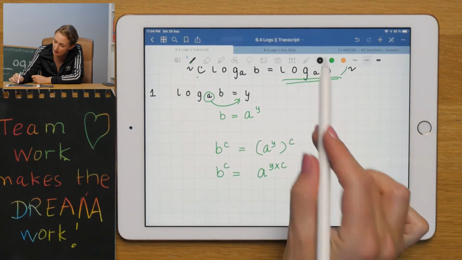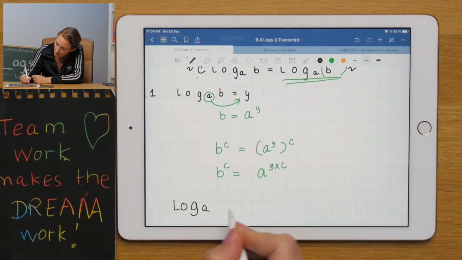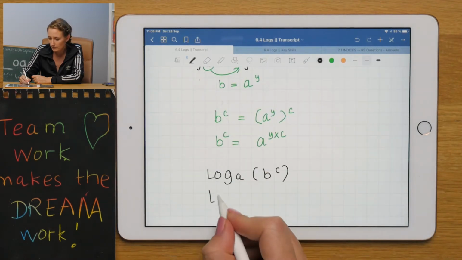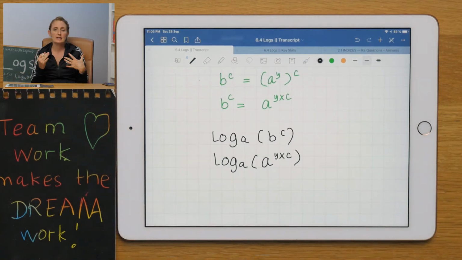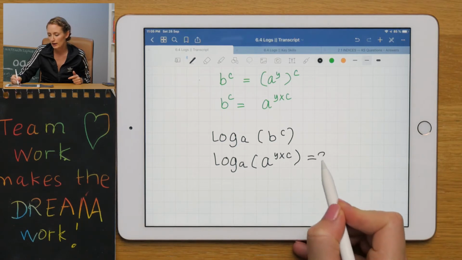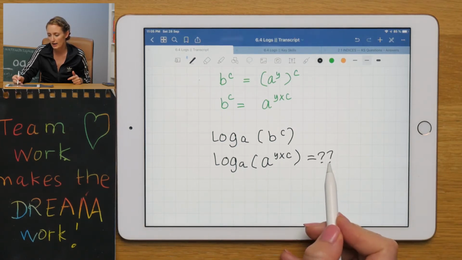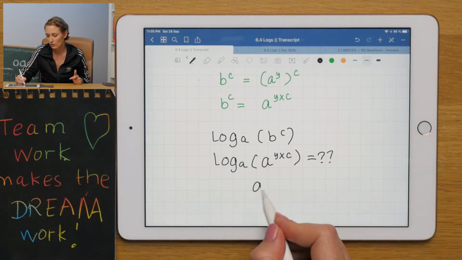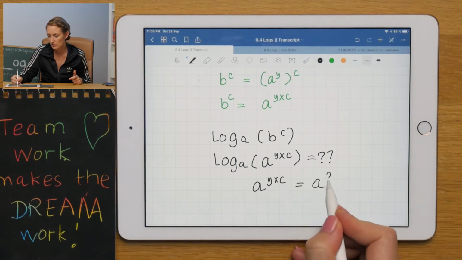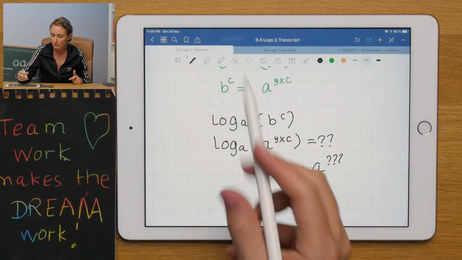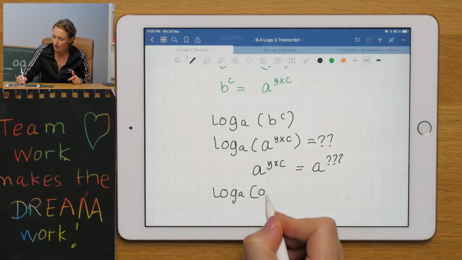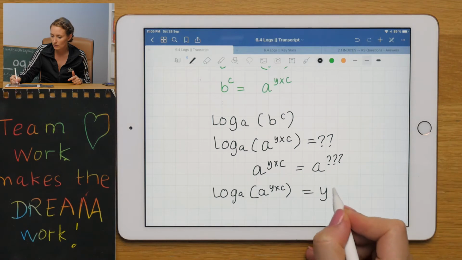So let's start. So we're going to start on the right side. Log a. Now I'm going to replace b to the c with a to the y times c. We're going to use exactly the same logic that we used in the previous 2 proofs. Like, once you've got the idea of these proofs, they're all a little bit the same. Okay, what can this be? Which power of a is a to the y times c? Well, obviously, it must be y times c. So we must have the case that log a to the y times c is equal to y times c.